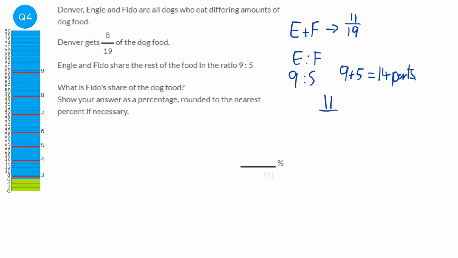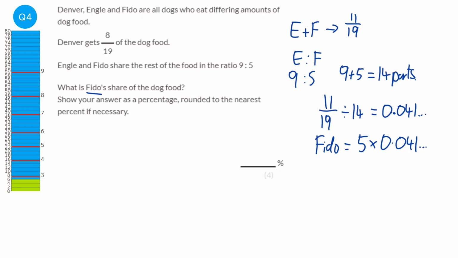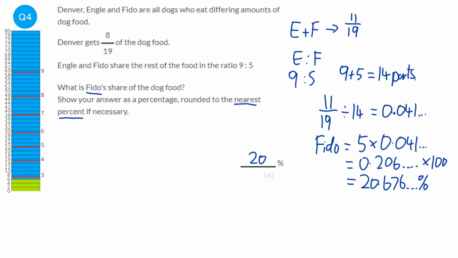So what I'm going to do is to find out what fraction one of those parts is worth by dividing 11/19 by 14. So each part is worth, and I'm just going to keep this in my calculator, 0.041 and so on. And we're asked to find Fido's share. Well, Fido has 5 parts, each of them worth 0.041 and so on. I've kept it in my calculator to keep the accuracy, and when I do that I get 0.206 and so on. Now we're asked to work it out as a percent, so I'm just going to times that by 100. So we have 20.676 and so on percent, and it wants it rounded to the nearest percent, so that would be 20%. Or actually it would be 21%, because this would round it up, so 21%.